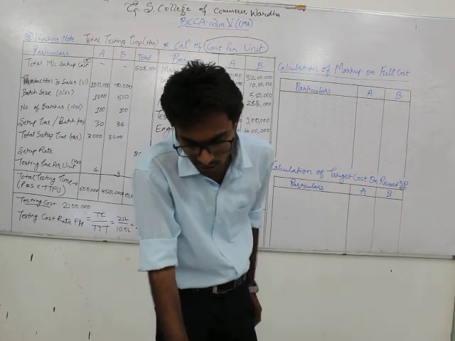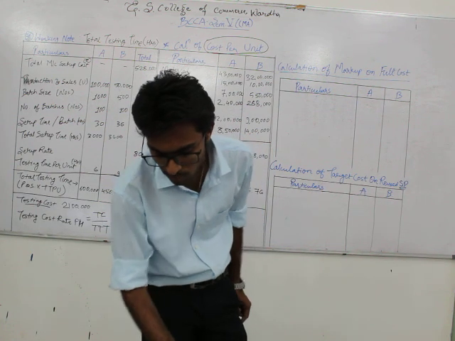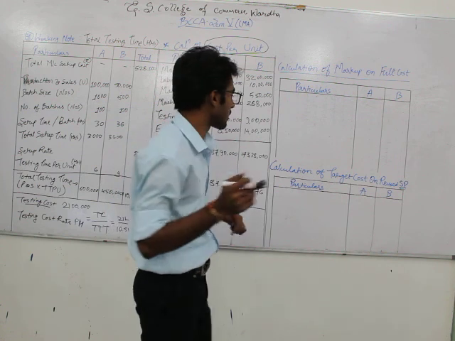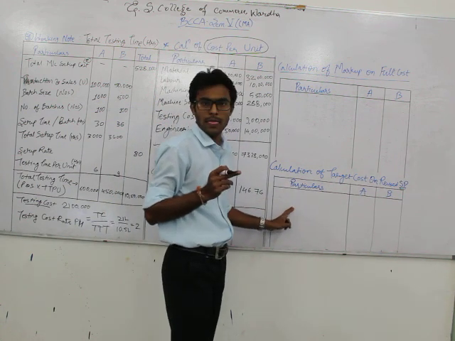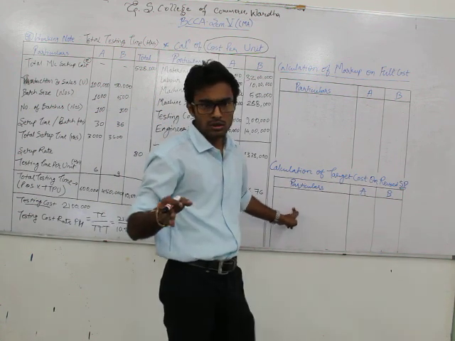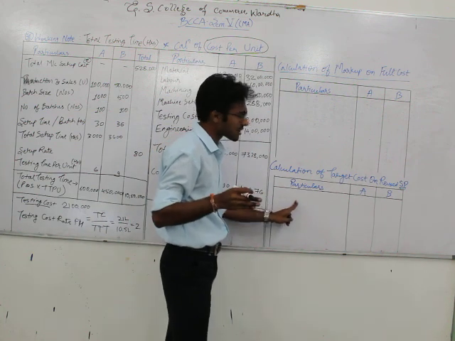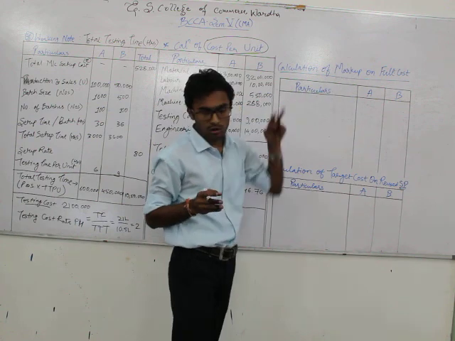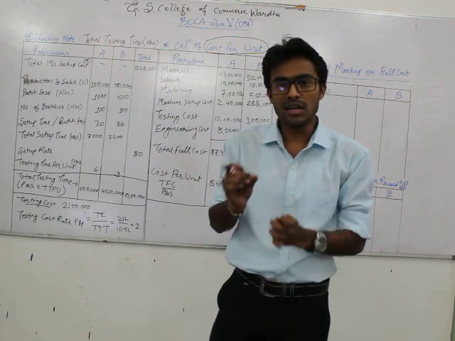which is starting from, if the sales price of component A and B are to be brought down to 90 per unit and rupees 135 per unit, that question can be attempted by solving this table. So now we are going to calculate markup on full cost. So how can we find markup?